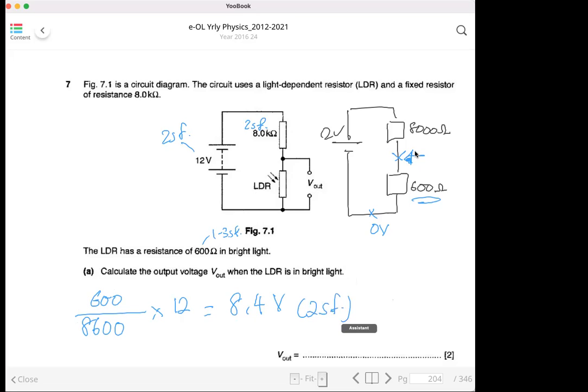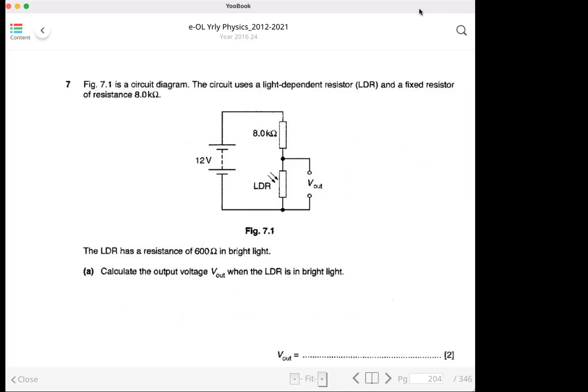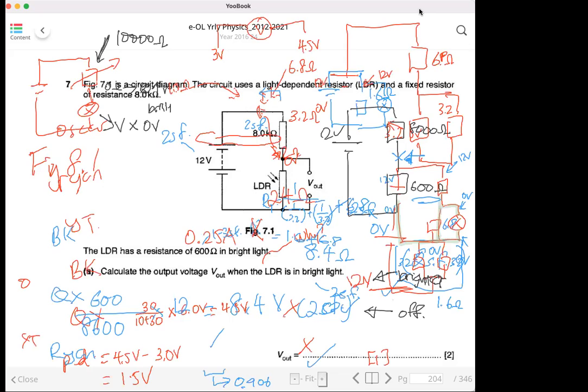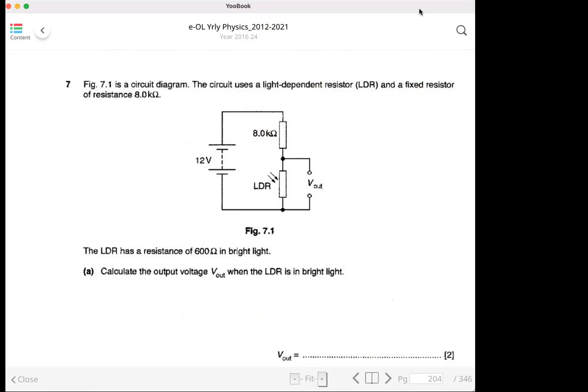Okay, so at this point, wait, I'm sorry, I did it wrongly. Not 8.4, it's 0.84. Sorry. Okay, I'll write again. Do you need me to draw again?